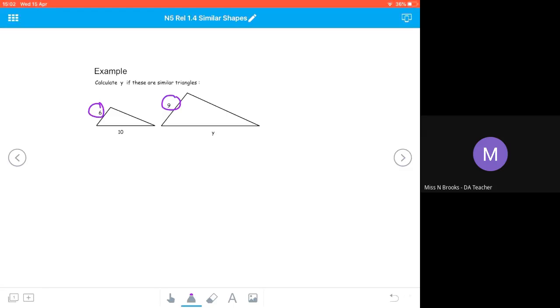Now, my missing side is on the larger triangle. So that means when I'm working out my value for K, I have to put the new over the old. So K is going to be 9 over 6, which I can simplify down to 3 over 2.